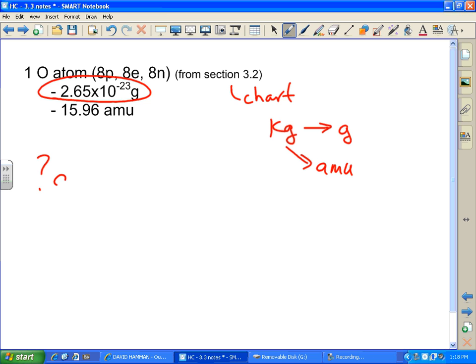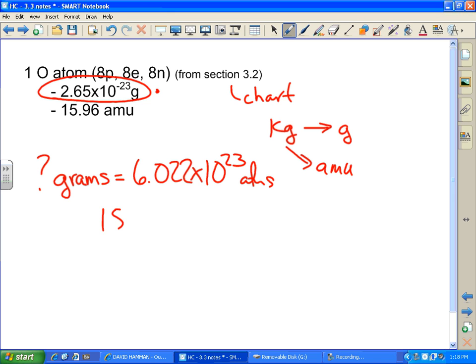Well, what would be its mass in grams if we had this many atoms of oxygen? So I want you to get out your calculator and actually figure that out. If one oxygen atom has a mass of 2.65 times 10 to the minus 23rd grams, then what does 6.022 times 10 to the 23rd atoms have in terms of its mass? When you do this calculation, and again, we'll round it to 2 decimal places for consistency, it's going to come up to 15.96.